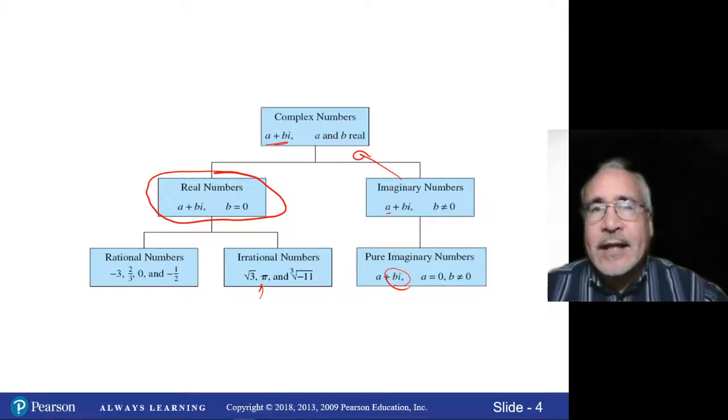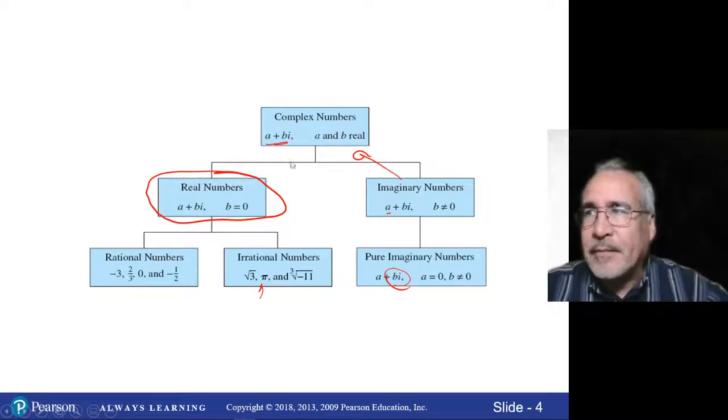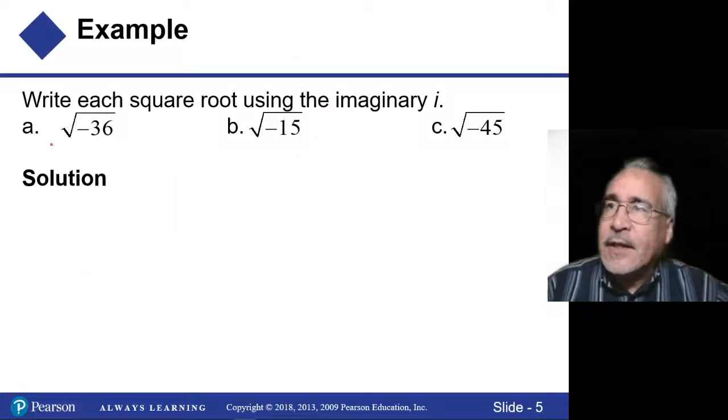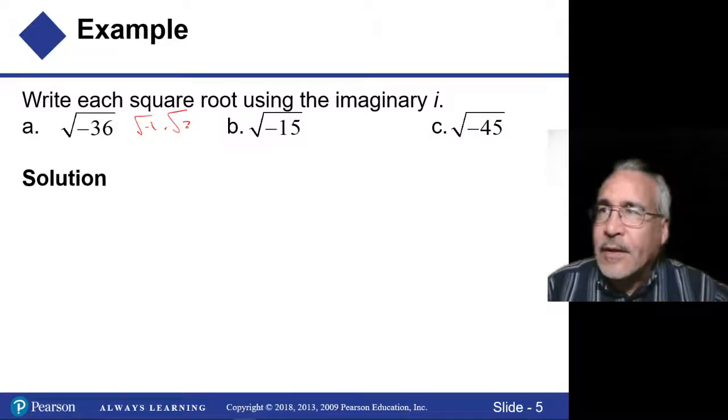So that's why we have to write them in this complex form: a real part and an imaginary part. Okay, so we can go through and write each of these. This is square root of -1 times the square root of 36. Square root of 36 is 6. Square root of -1 is i.